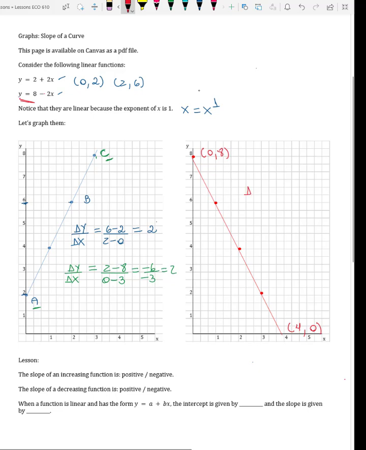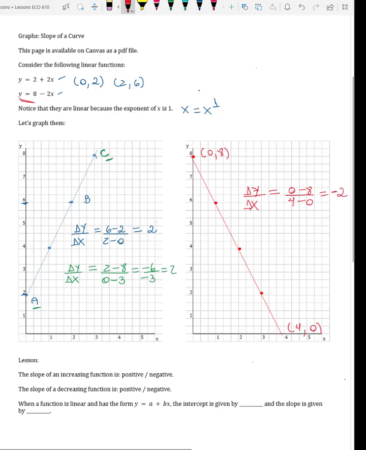Okay, the slope then is delta y over delta x, changing from here to here. That is 0 minus 8 divided by 4 minus 0, and that is minus 2.